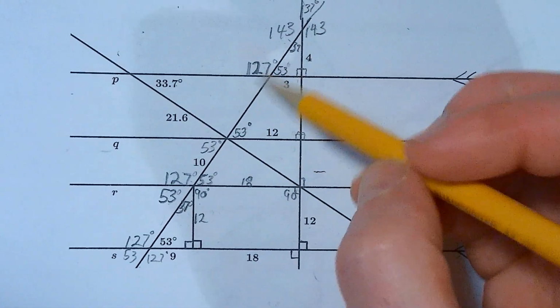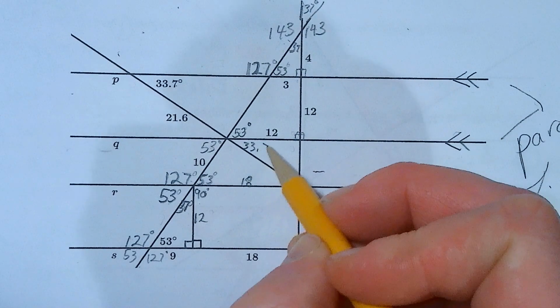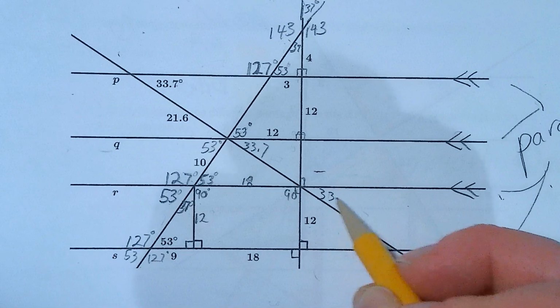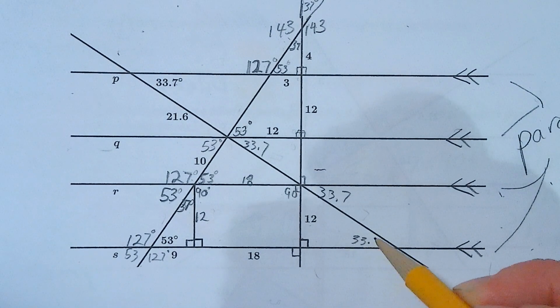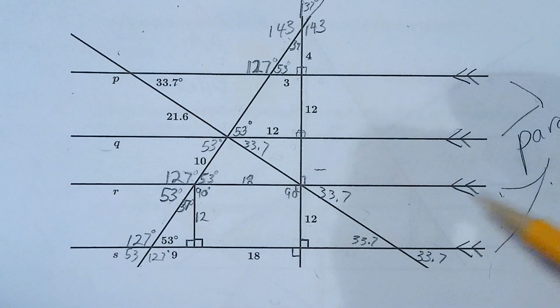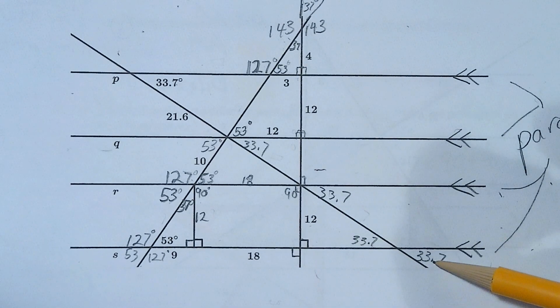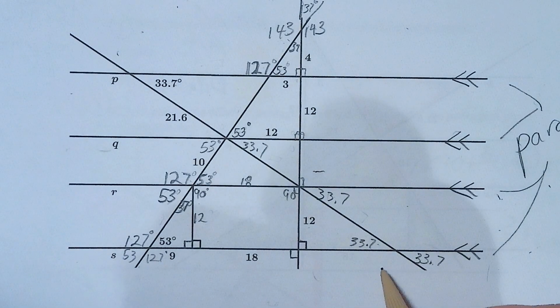Okay, let's get some more interesting ones in here. That's 33.7. So this is 33.7 corresponding. This is 33.7 corresponding. This is 33.7 opposite interior. This is 33.7 corresponding. You could also go corresponding vertical instead of using opposite interior.